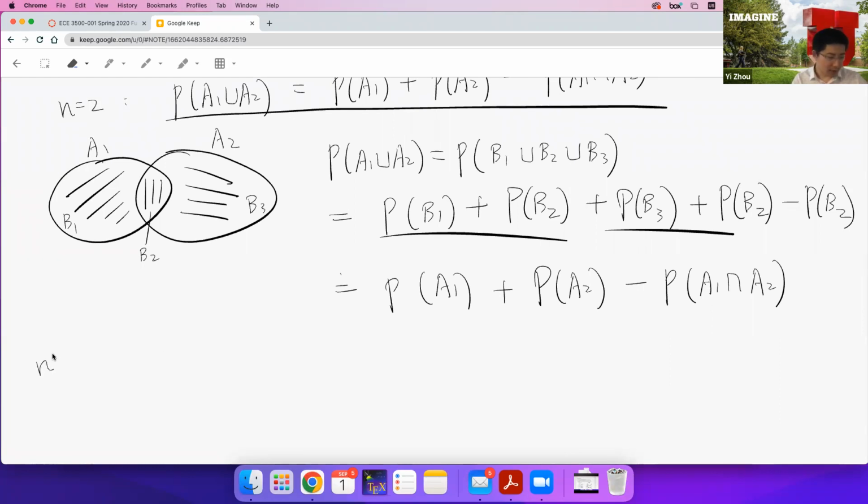And in the lecture notes, we have a formula for three sets. You can check it in the lecture notes. I will not write it here. There's another formula for this one.